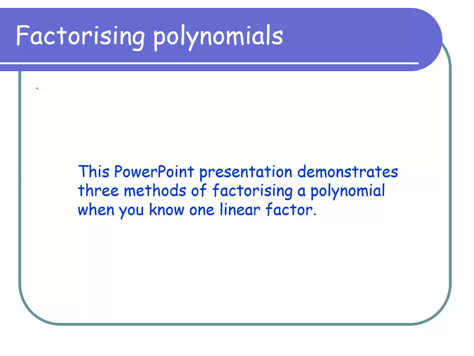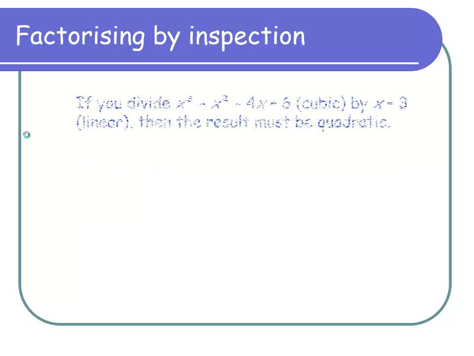So in this tutorial we're going to be talking about how to factorize cubics, and more specifically how to factorize a cubic when we know one linear factor. So we've already worked out what one of the linear factors is, and we're going to divide that linear factor into the polynomial in order to get the other quadratic factor that would remain. And the first method to factorize is by inspection.